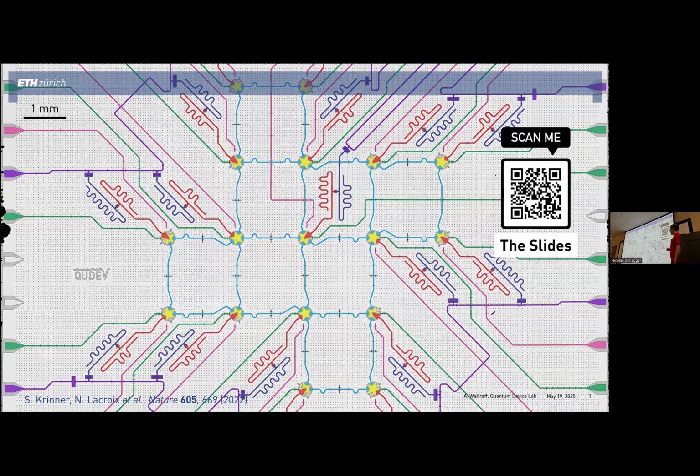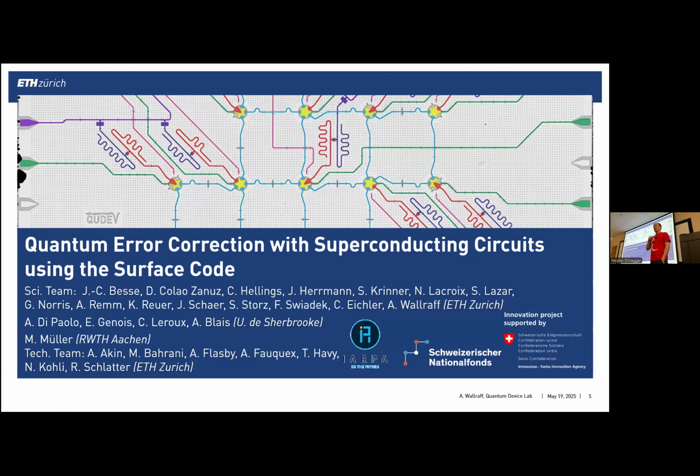So the star of this presentation will be this device here. So I'll talk about a quantum error correction experiment that we did with this device a few years back. And so this should serve as an introduction to quantum error correction with superconducting circuits in the surface code.